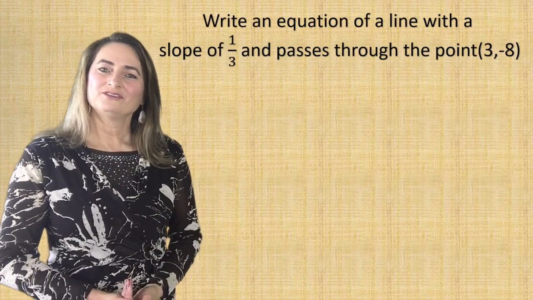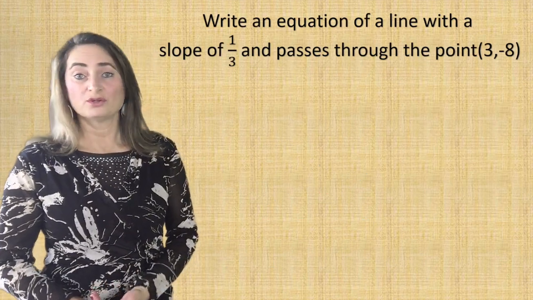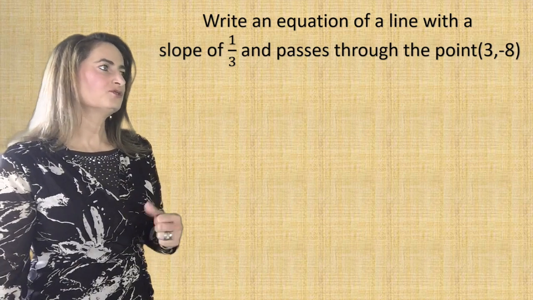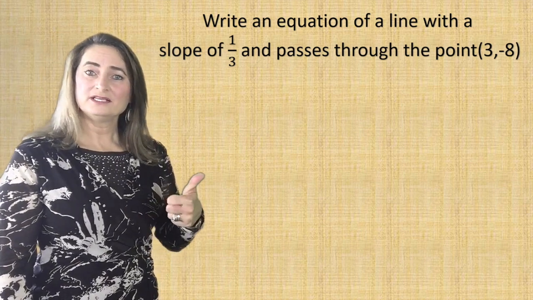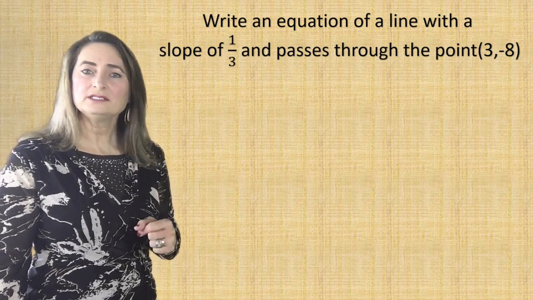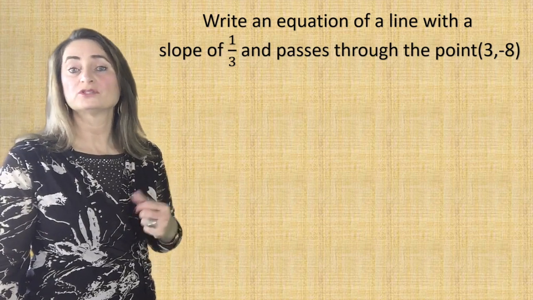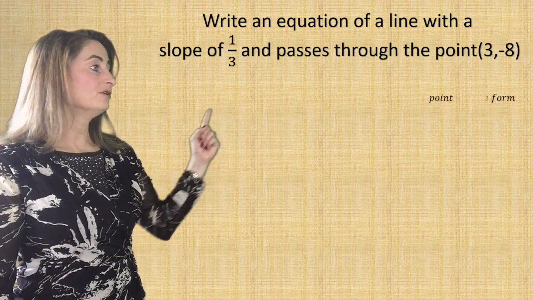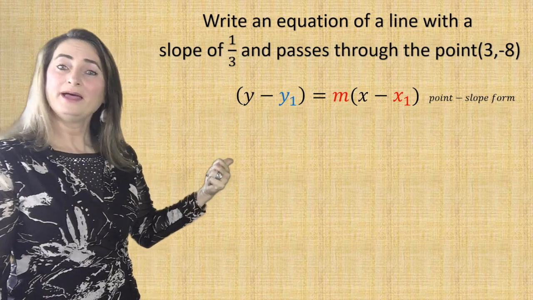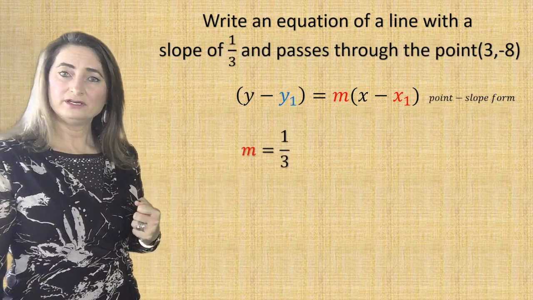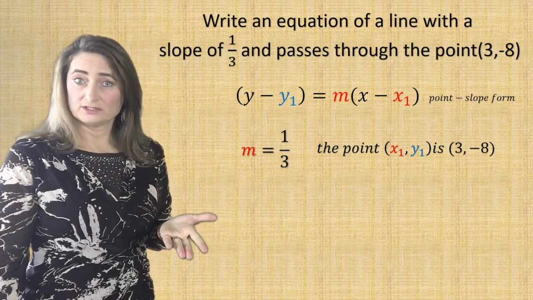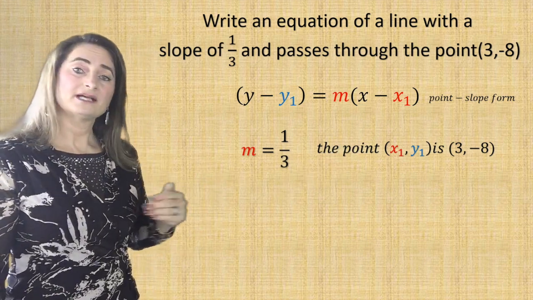Now let's see how we can write a linear equation using the point slope form. Write an equation of a line with a slope of 1/3 that passes through the point 3, -8. Since they gave me the slope and a point on the line, the easiest form would be the point slope form: y minus y1 equals m times x minus x1. M is the slope, and they gave me 1/3. A point on the line, 3, -8, is a solution. That's why the line passes through it.